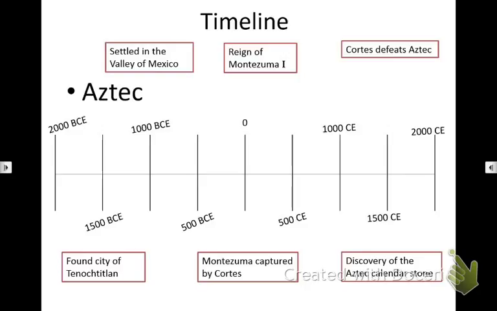Aztecs now. The Aztec civilization. According to our reading, the document shows that the Aztecs don't really appear until really 1200 AD. So we have nothing to do with the BCE side of our timeline. We now go over and put it close to, but to the right of, 1000 CE. And of course, connect the box.